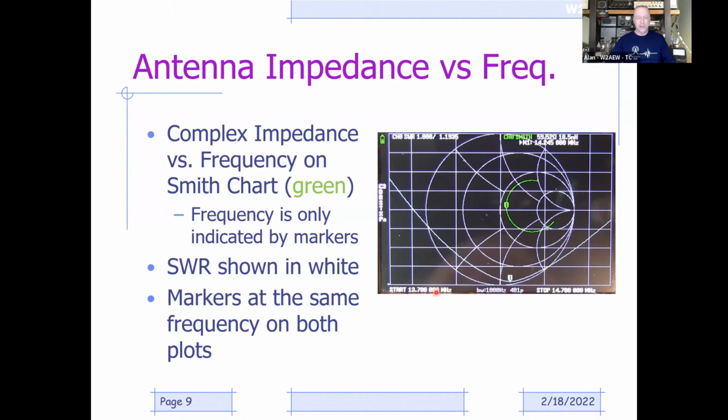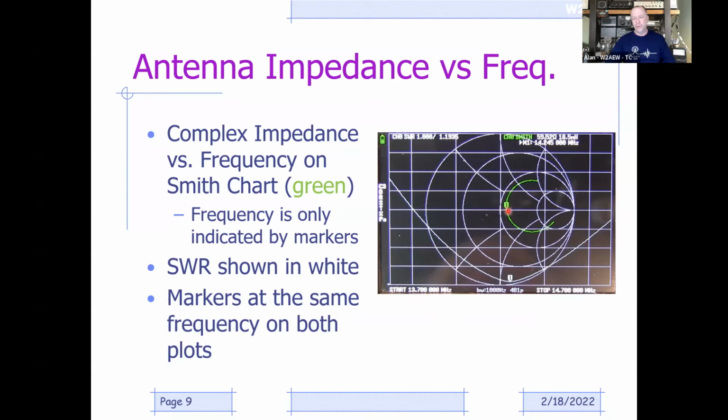Other plots, like an SWR plot, are typically SWR versus frequency, for example, and I'm actually showing that here. This white curve down here is SWR versus frequency. I've got a marker sitting right about the minimum SWR. The marker on any of the VNAs is going to track on all the traces. So I can see that my minimum SWR is sitting right where that marker is, about 14.245 megahertz. And that marker is also at the same frequency on my Smith chart curve. So there's my little marker right there.